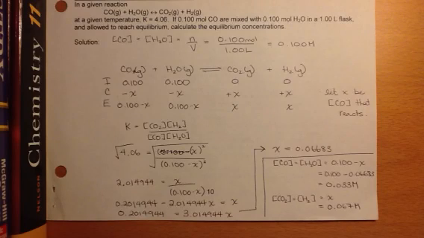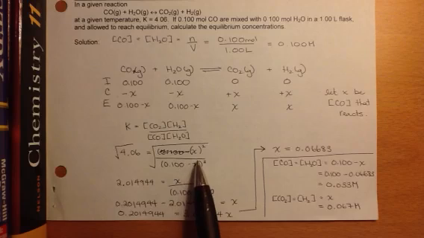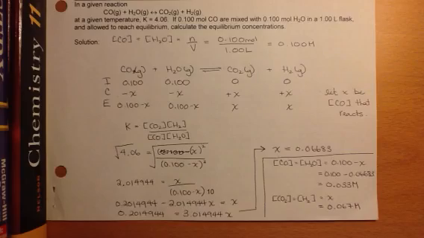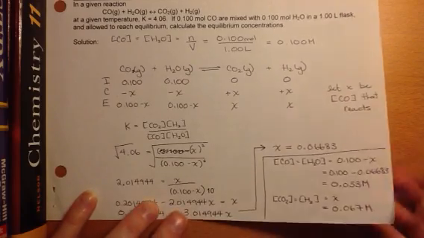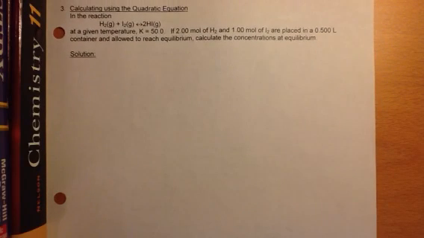Okay, our last example today is calculating the equilibrium concentrations, but having to use the quadratic equation. We were lucky here because we were able to simplify to get rid of the quadratic. In our next example, it won't be as easy. We are going to have to use the quadratic equation to solve for this. Okay, so calculating using the quadratic equation.